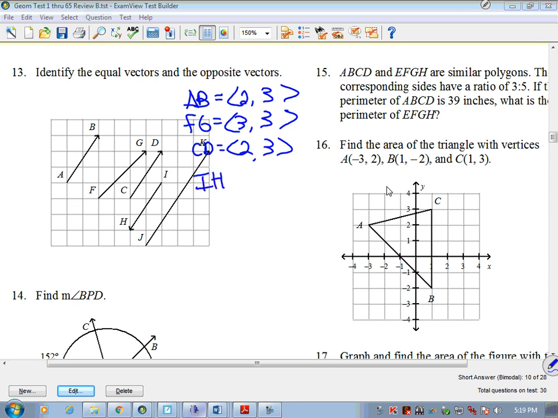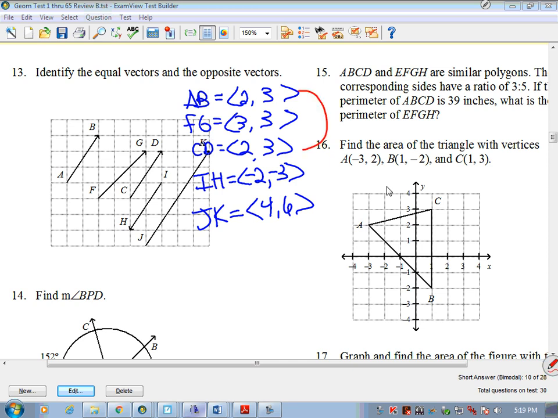Okay, IH. And IH because I is where I'm starting from. I is going left 2, down 3. That's why I get vector -2, -3. And then JK. Okay, I'm going to the right 4. I'm going up, I want to say 1, 2, 3, 4. I'm going up 6. All right, so they're going to ask you, what are the equal vectors?